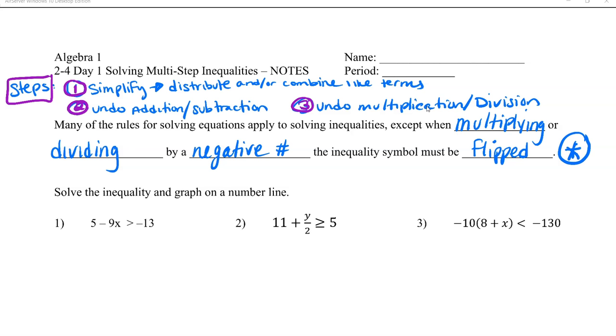And that could include, this is where we would most likely flip our inequality symbol. So whatever number is in front of the variable, the coefficient, we would multiply or divide to eliminate that number and isolate the variable. Okay, but we just need to remember that we have to flip the inequality symbol whenever you multiply or divide by a negative number.